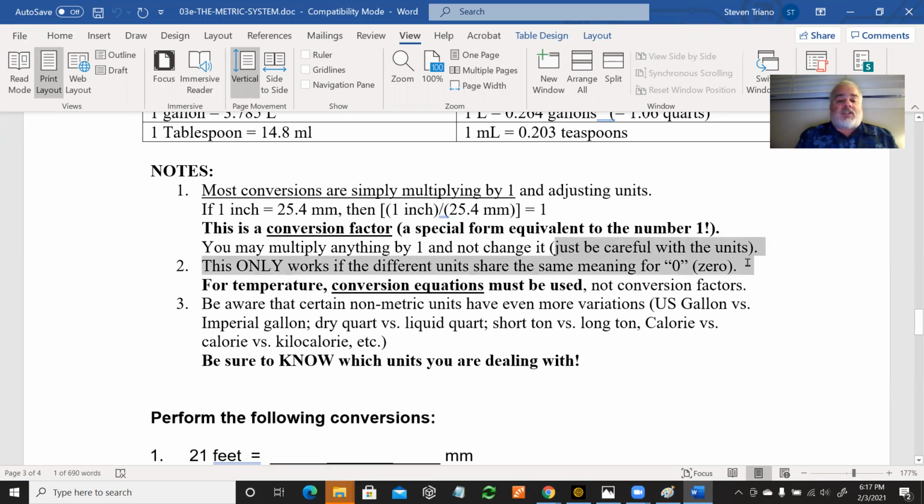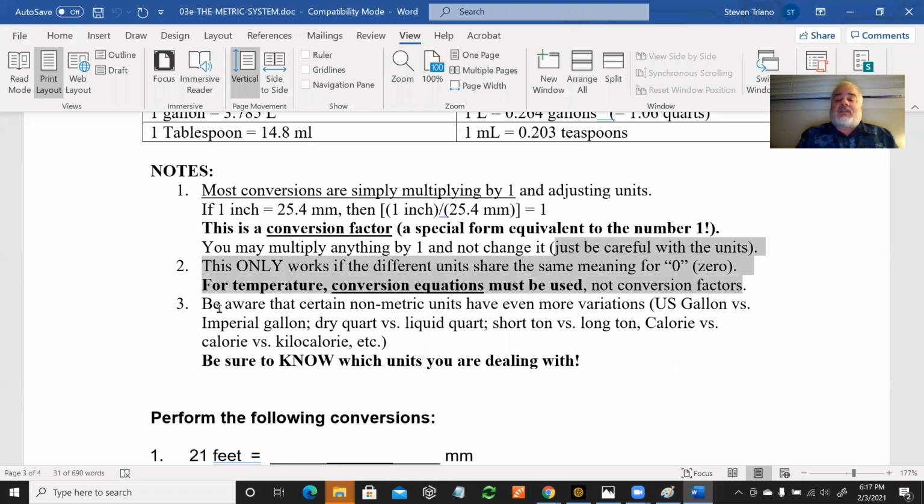This only works if the different units share the same meaning for 0. Therefore, temperature needs something called a conversion equation rather than a conversion factor. Conversion factors are just multiplying by 1, some special form of 1. We have to use a conversion equation for temperature because the definition of 0 is different between centigrade and Fahrenheit. Be aware that certain non-metric units may have even more variations.